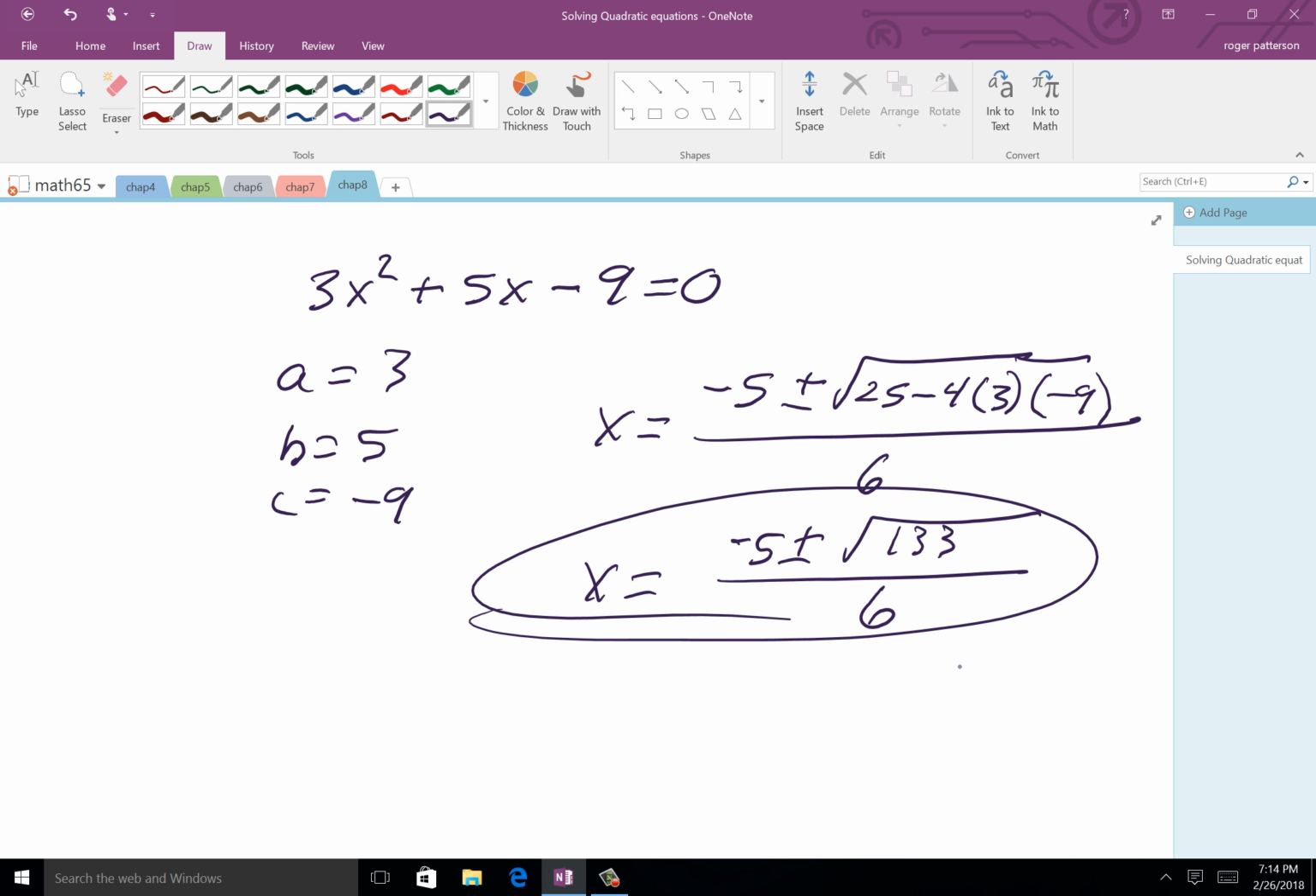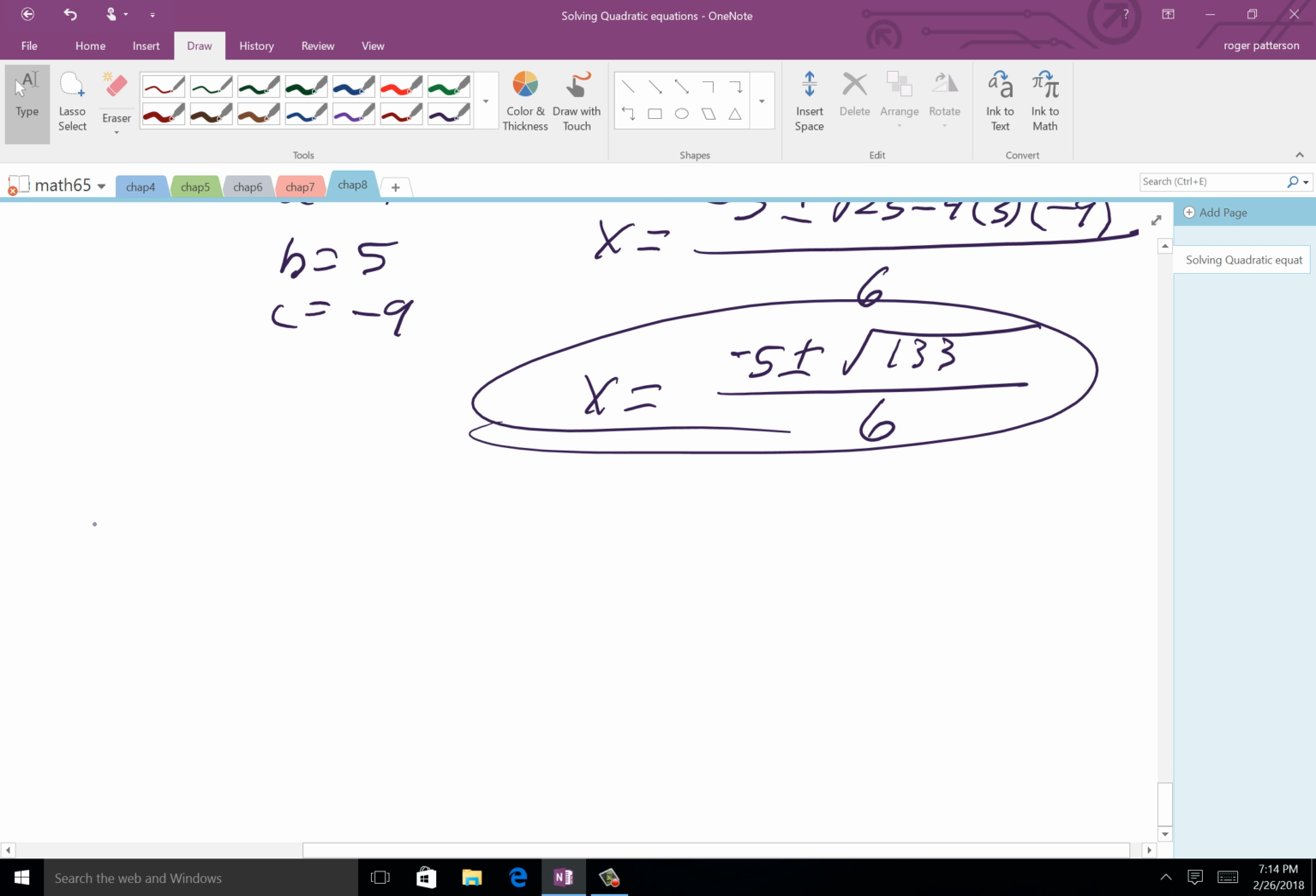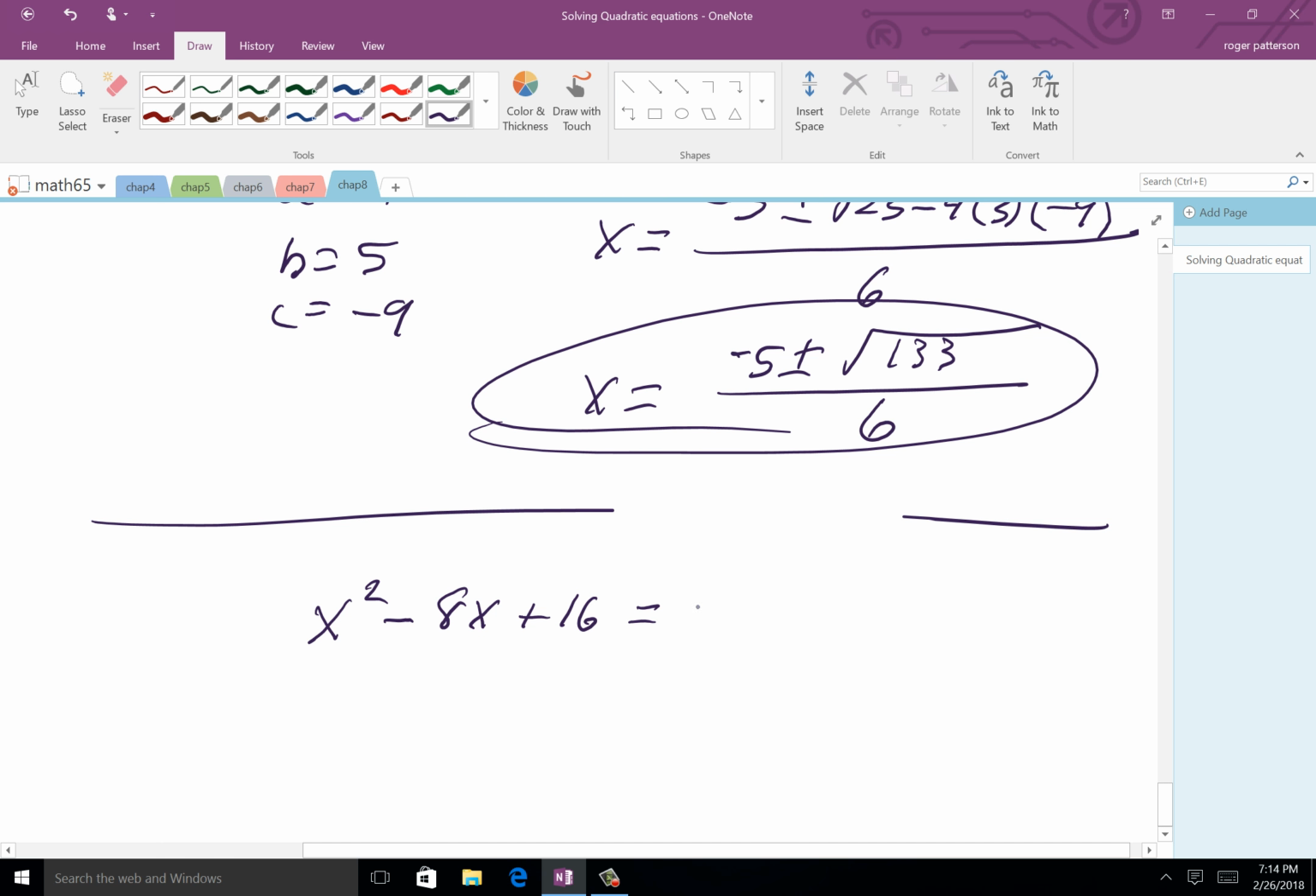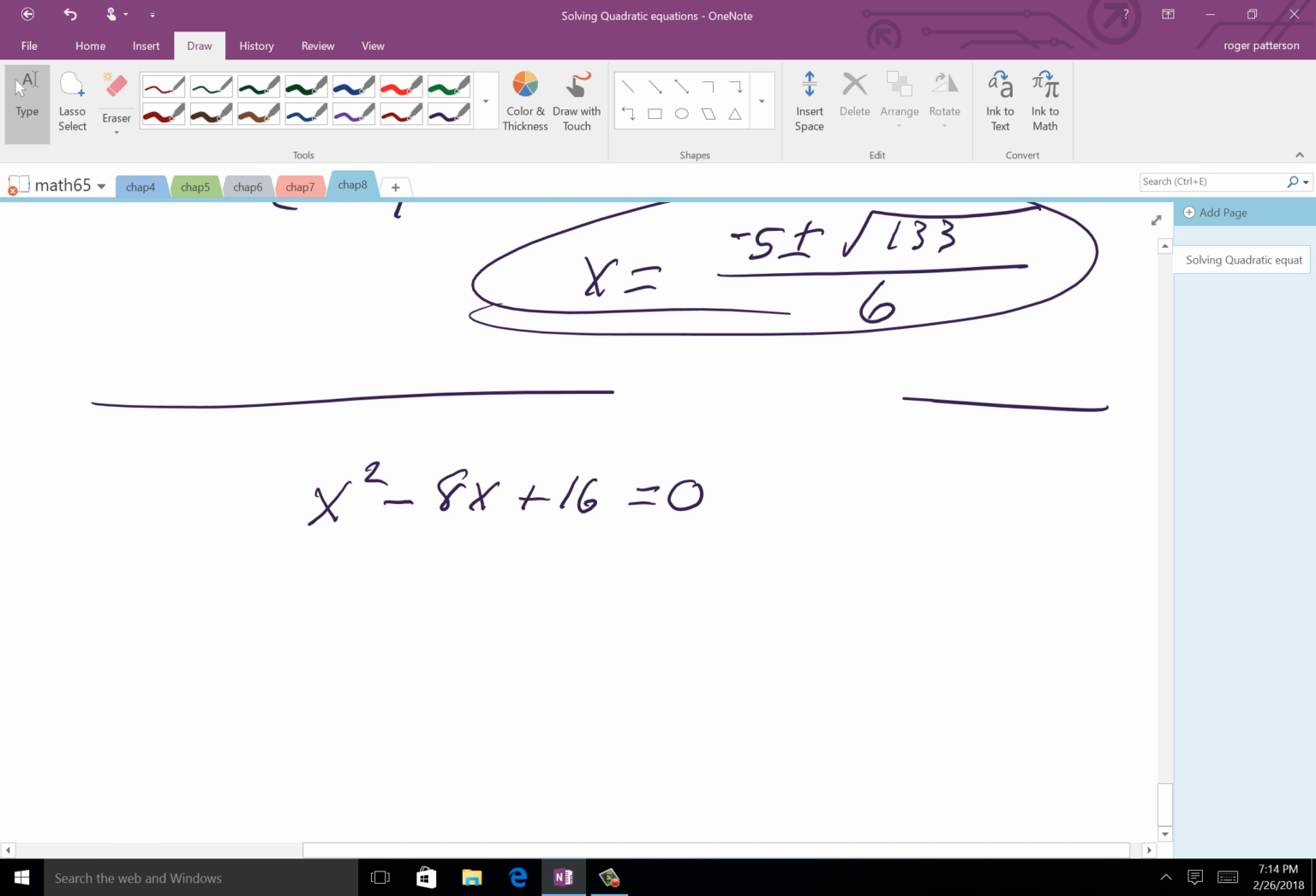Sorry, I'm bouncing back and forth here. So let's go into this and look at a different one. Let's look at one like this now. Same thing. This time we're going to go with x squared minus 8x plus 16 equals 0. So now we're going to have one like this. Let's go A equals, B equals, and C equals.